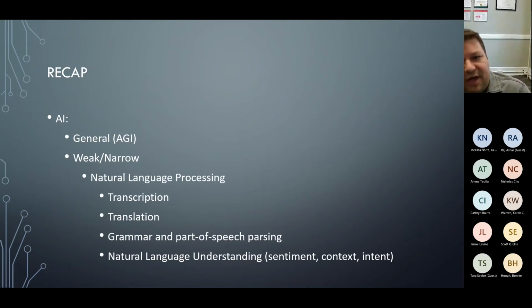So again, to recap where we are, we're talking about AI. We talked about general AI, or AGI, and then within there we also have the weak or narrow AI, which is where natural language processing, transcription, translation, grammar, and part of speech parsing and natural language understanding falls in.